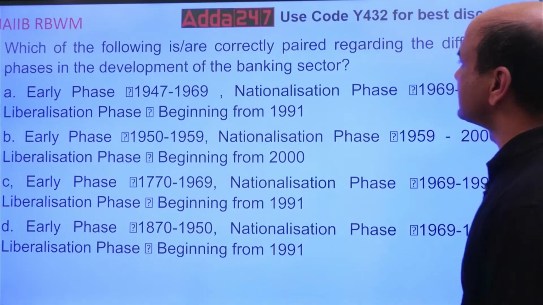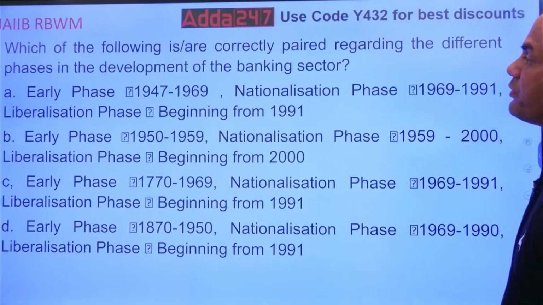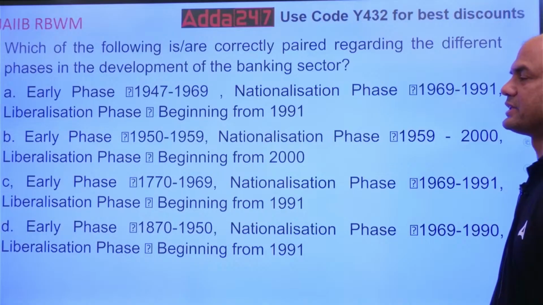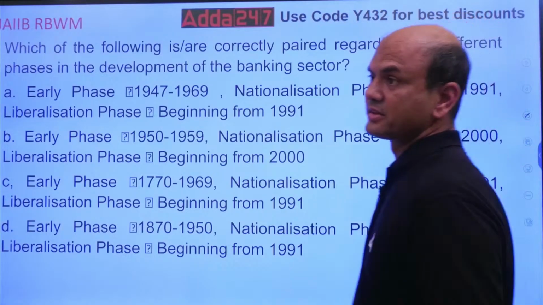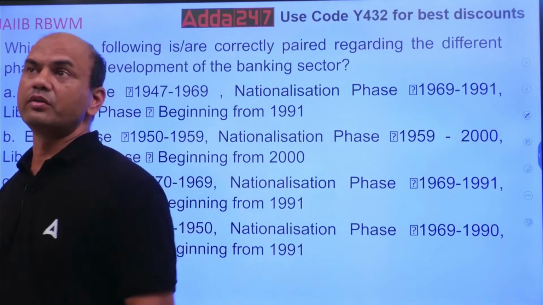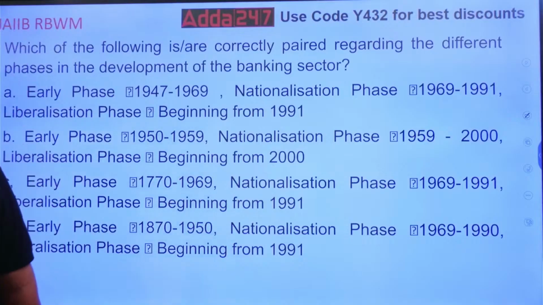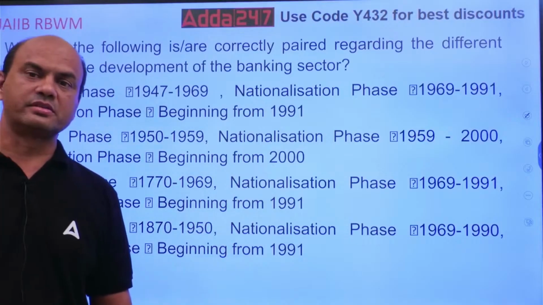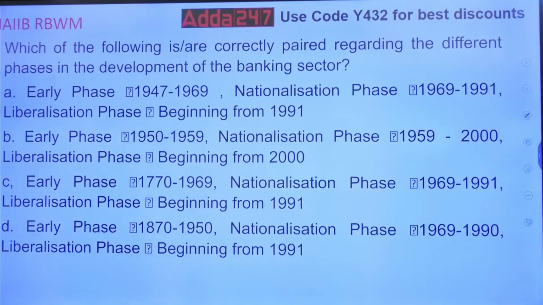Which of the following is correctly paired regarding the different phases of development in the banking sector? Different phases means how did the banking sector evolve? That's the question. Look at this. Early phase 1947 to 69. Nationalization phase 69 to 91. Liberalization from 1991.